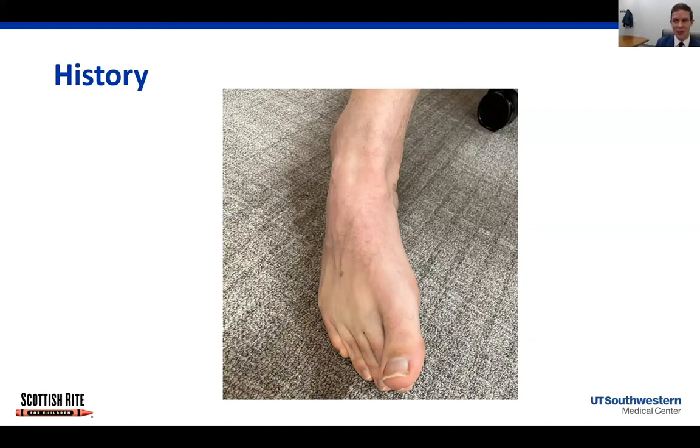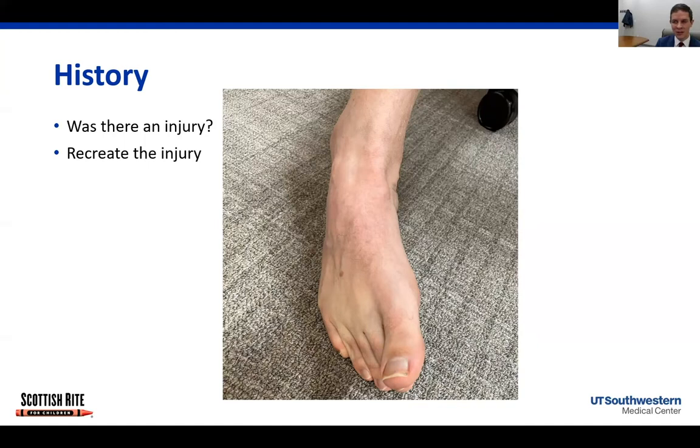All right, so with any type of ankle injury or ankle pain, history is a vital aspect. I think there are two key things to make sure you get with the history. First, was there an injury that occurred? And then second, if there was an injury, can you have them recreate the injury?